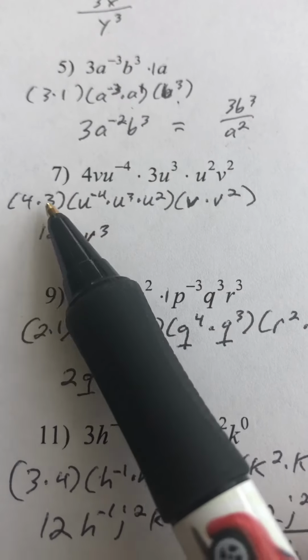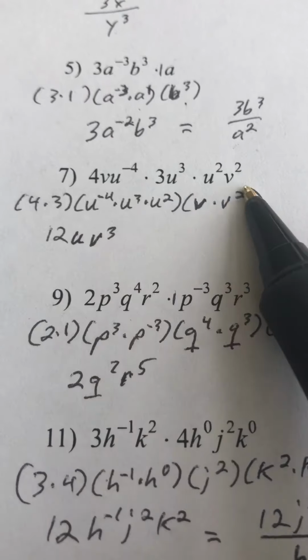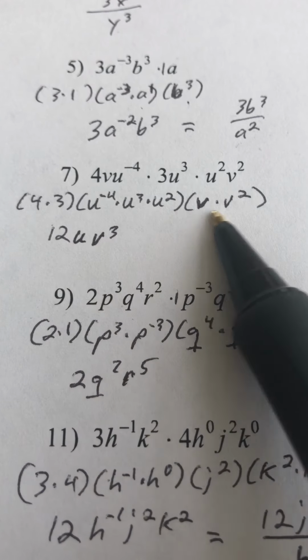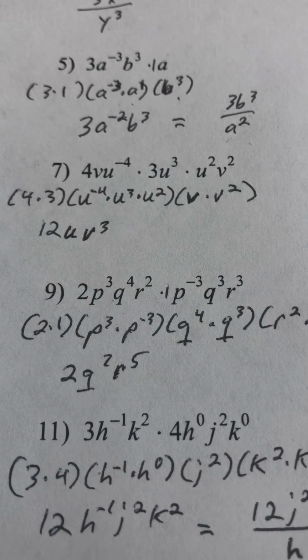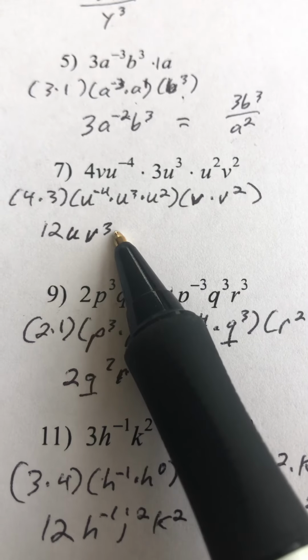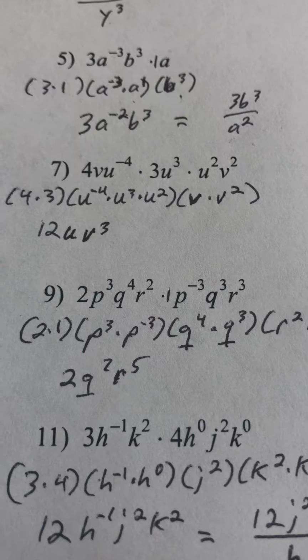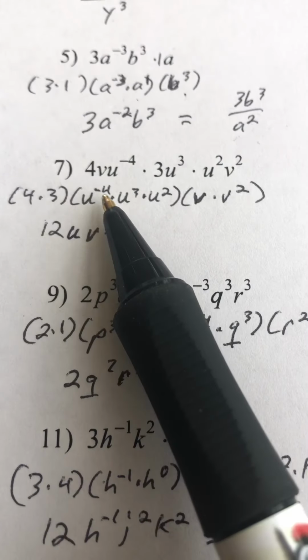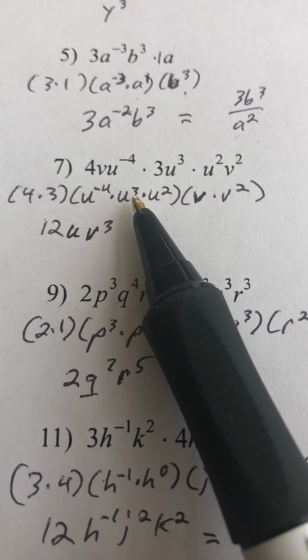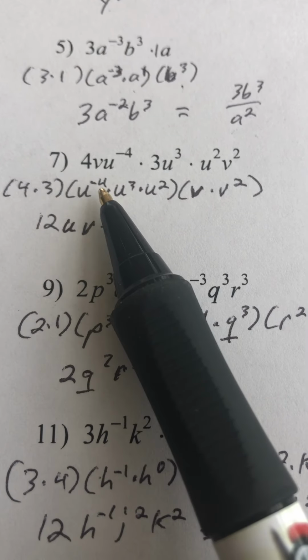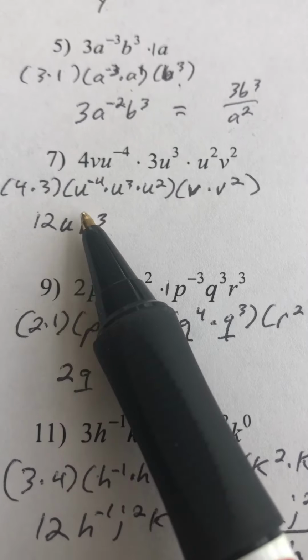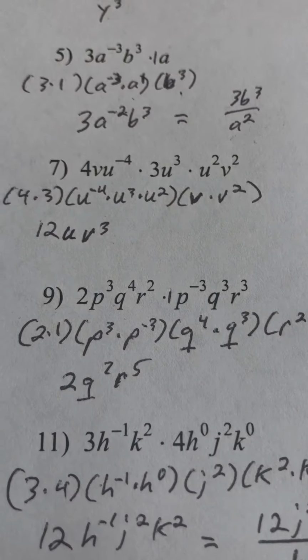Once again, you can see how I broke up this problem to put my u's together, put my v's together, and just kind of work it all out. And you should end up with 12uv to the third. How I end up with just 1u is I have negative 4 plus 3 plus another 2. So 3 plus 2 is 5. So a negative 4 plus a 5, you have 1 positive left over.